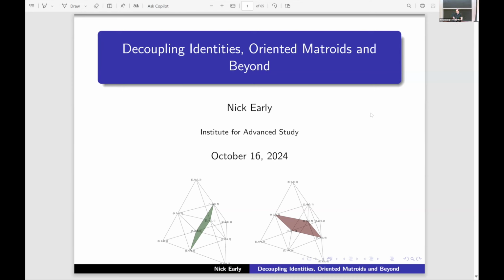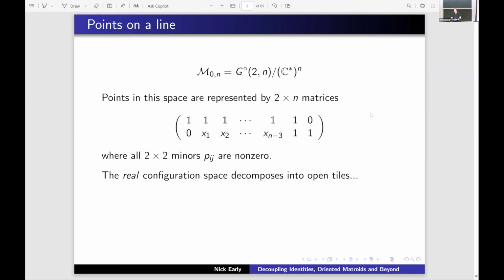So, okay, this is about, first of all, points on a line, the so-called moduli space M0n. These are represented by 2×n matrices. If you fix 3 points to be 0, 1, and infinity, you can choose n-3 punctures to vary arbitrarily. And we assume that all 2×2 minors here are non-zero.